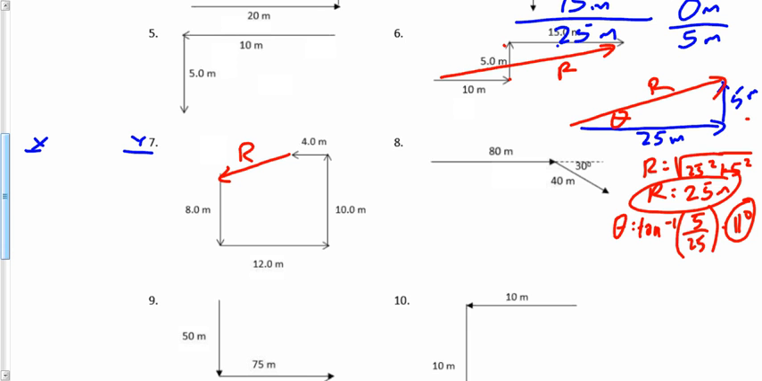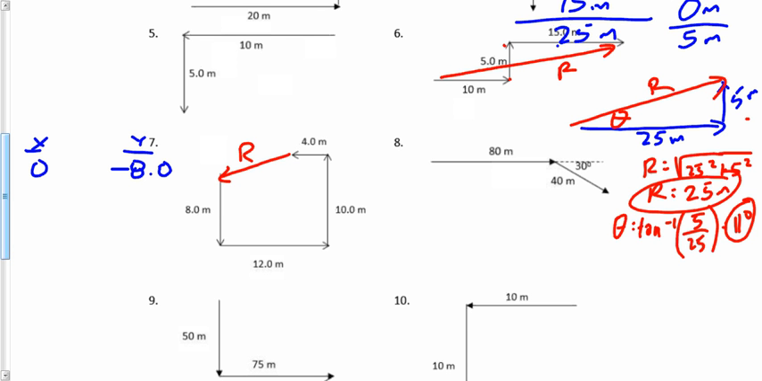Let's go in order here. The x component of the 8. The x component of the 8, Rochelle? 0. The y component is? -8. Good. -8 because it's down, right?